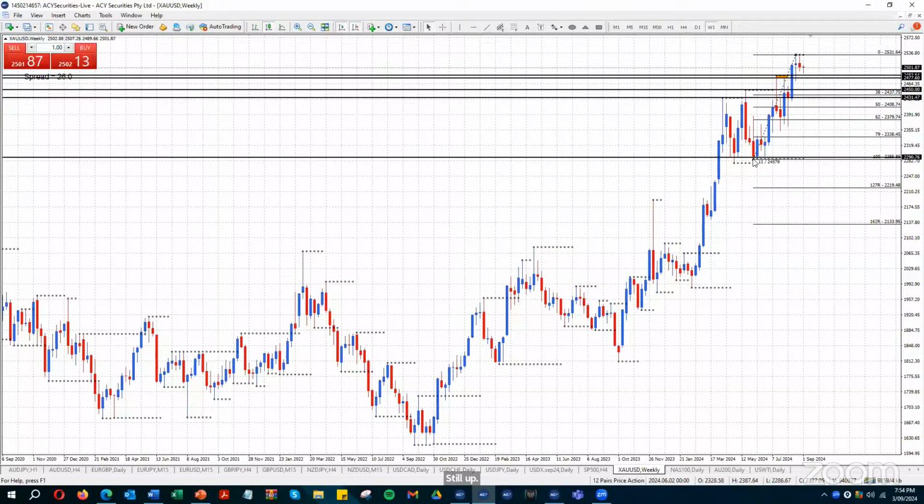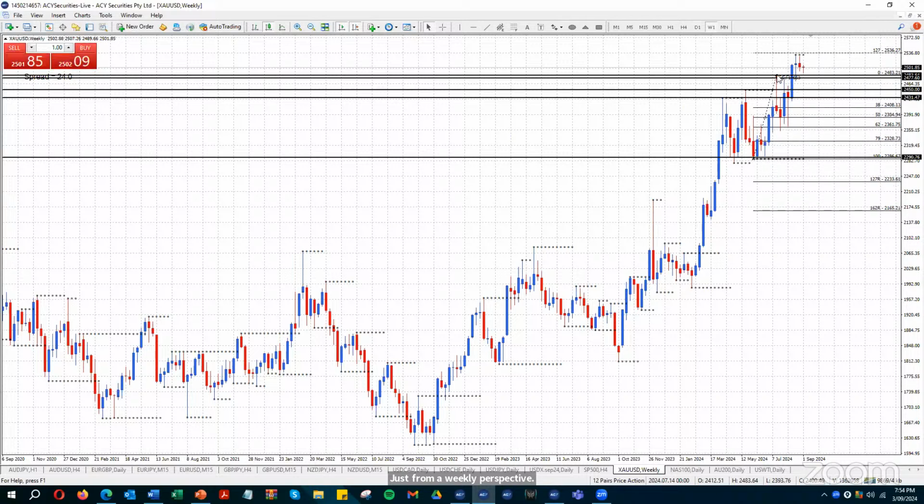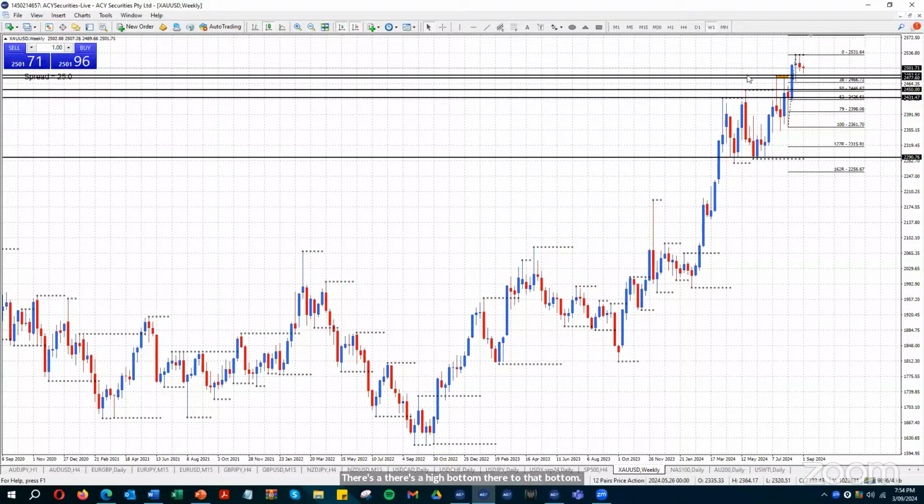Just from a weekly perspective, I'd say it got a bit messy in here, but we moved down to that low. All right, we could be using that. I think that's how I had it. There's a higher bottom there to that bottom. So that's the most immediate range on the weekly structure. So if we are pulling back, we don't have to pull back below supports. But if we do, expect a 62% retracement at least back into this weekly high.